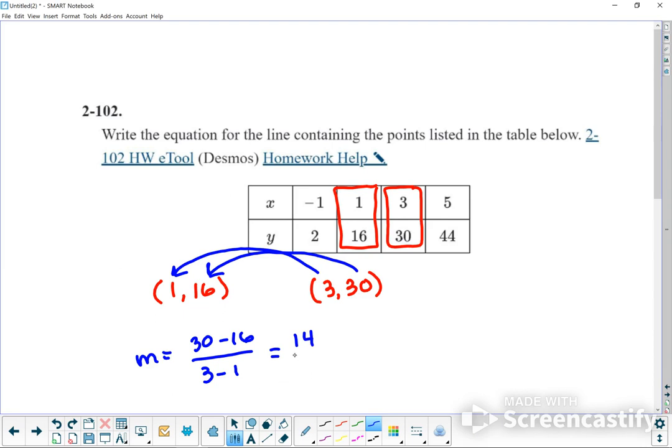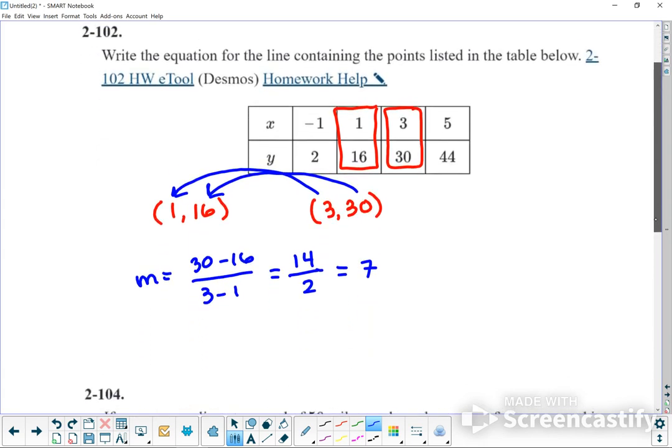And 3 take away 1 is 2. Okay, so 14 over 2, but you can do better. You can make that into 7. Okay, so that's my slope. And now I'm going to pick a point for me to use.